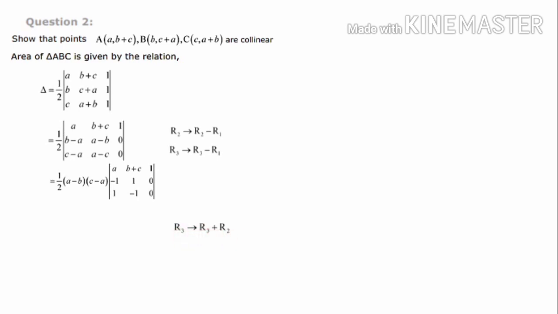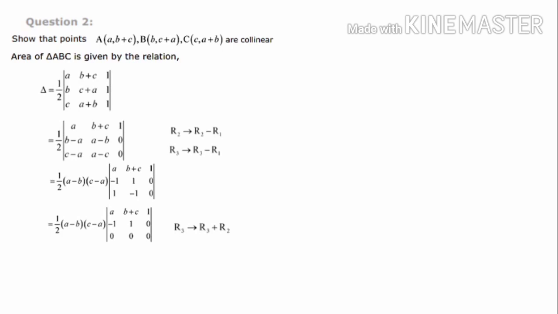Next, we can go for R3 changes to R3 plus R2. So here minus 1 plus 1 is there. Here also minus 1 plus 1 is there. When you do R3 and R2 together addition, these two elements will be 0. So we can go for the calculation. That is 1 by 2 into a minus b into c minus a into determinant. R1, R2 remain the same: a, b plus c, 1, minus 1, 1, 0. R3 is changing, R3 plus R2. So 1 minus 1 is equal to 0. Minus 1 plus 1 is equal to 0. And the third element remains 0.